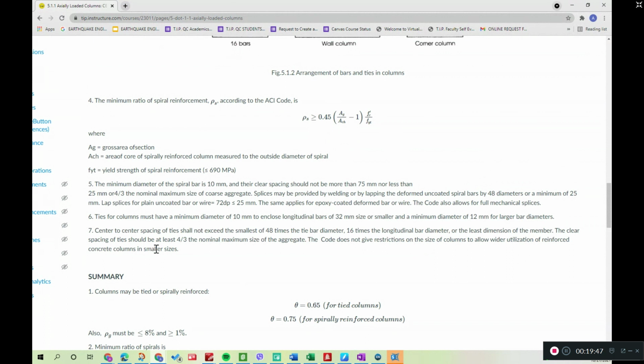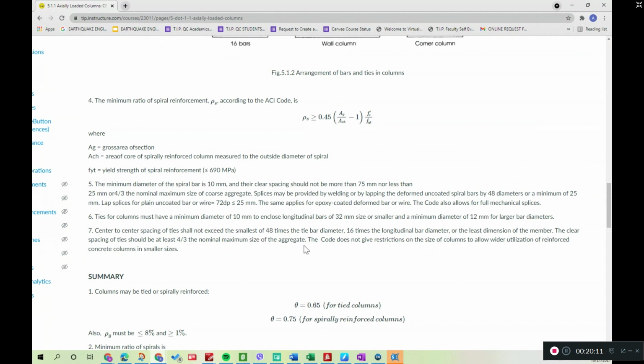Now the clear spacing of ties should not be more than 4/3 of the nominal size of the aggregate. Usually, for normal concrete, we use 3/4 or 19 millimeter aggregate. And this is the coarse aggregate. Of course, we understand for fine aggregate that's the sand.